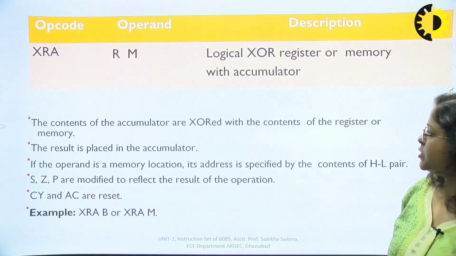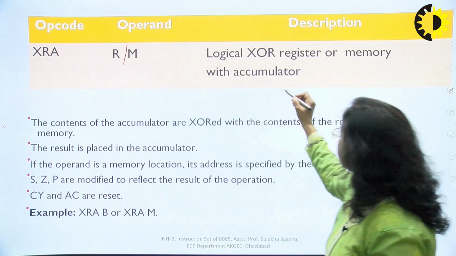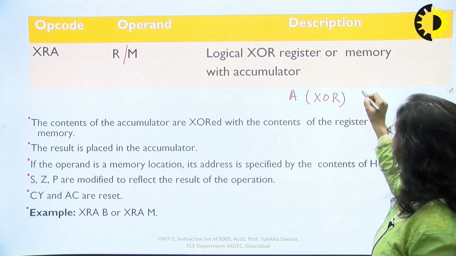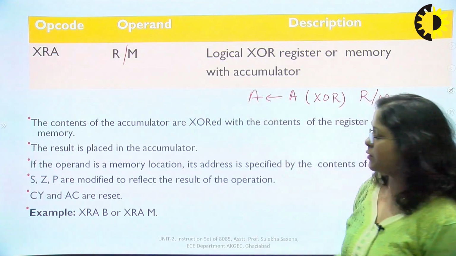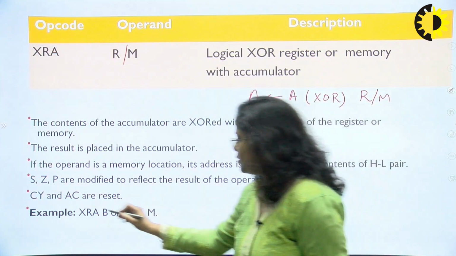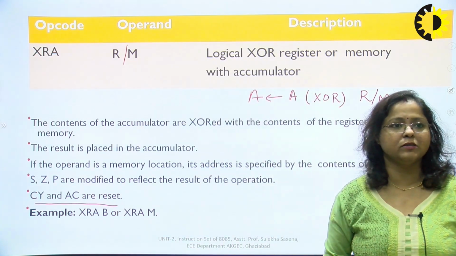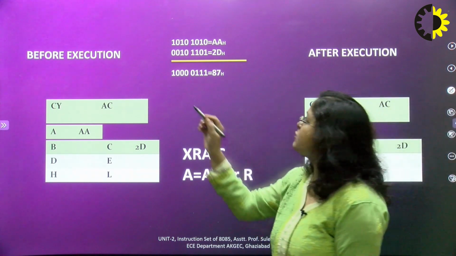Next is XOR operation. XOR is simply exclusive OR operation between accumulator and register or memory location and saves the result to accumulator. Here also carry and auxiliary carry will be reset, rest all the things will be same. So I hope you can easily see the operation of exclusive OR.